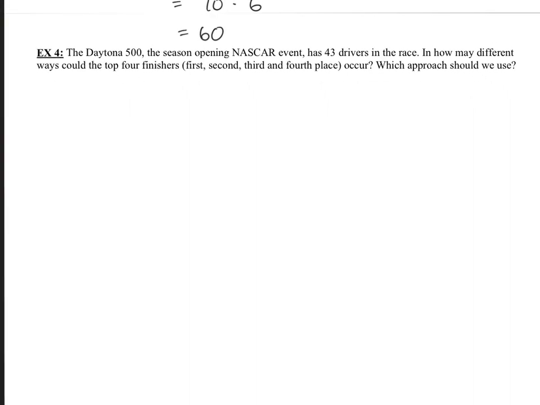Let's take a look. We have 1, 2, 3, 4 possible places. If we pick the first place person, there are 43 ways to pick the first person, right? Because there are 43 different drivers. Then we'll multiply that by the number of ways to pick the second driver. Well, we no longer have 43 drivers in total, because the first one was taken out, which means we only have 42 drivers to pick from for second place. Then for third place, we would only have 41 drivers to pick from. And lastly, we would only have 40 drivers to pick from for fourth place.